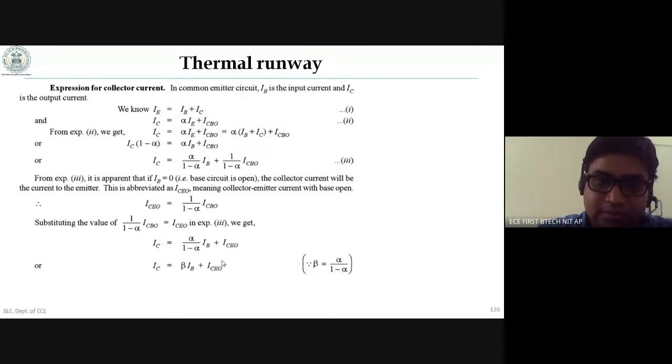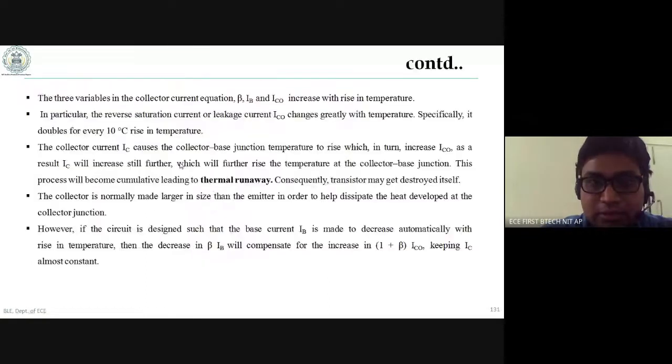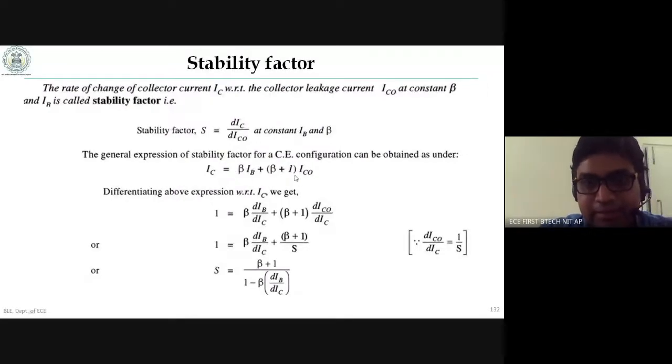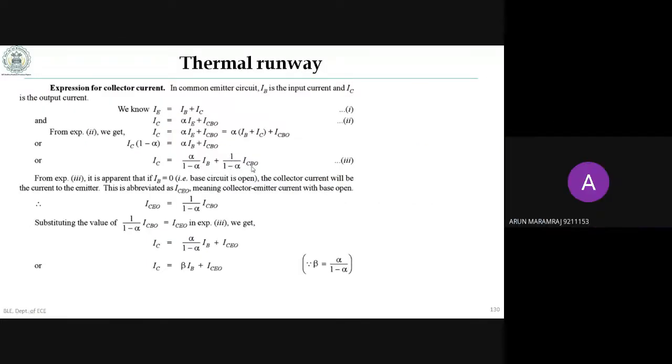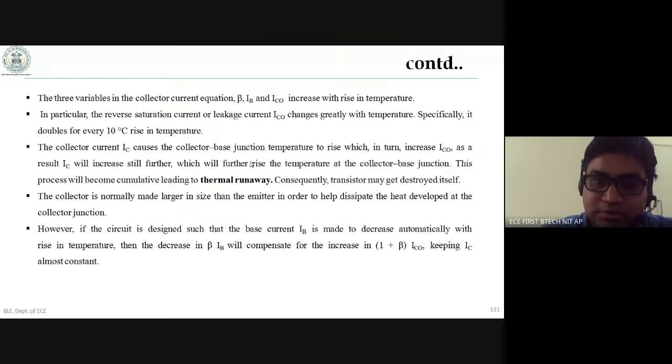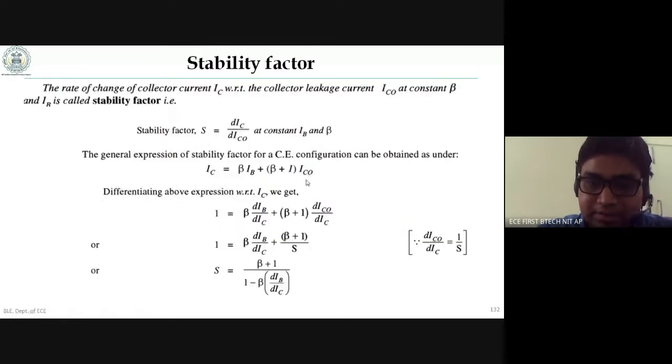There are two types of leakage current. One is at the collector base side, which we call ICBO. And this is ICEO, the collector current when the base circuit is open, the collector current flowing to the emitter. Now this is abbreviated as ICO. Which we denoted here: IC is equal to beta IB plus (beta plus 1) ICO. ICBO and ICO denote the same.